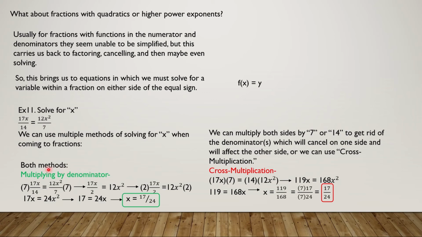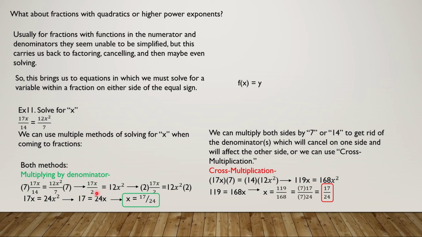So in multiplying by the denominator, by this first method, what you want to do is get rid of the denominator on both sides. And what you do to one side, you do to the other. So if we multiply both sides by 7, we're not changing the value at all. We're just changing the scale. And on the right side, the 7 cancels with the 7 in the denominator, and there's a factor of 7 in the numerator and denominator that can cancel on the left too. So now we have 17x over 2 is equal to 12x squared, simplified a little bit more.